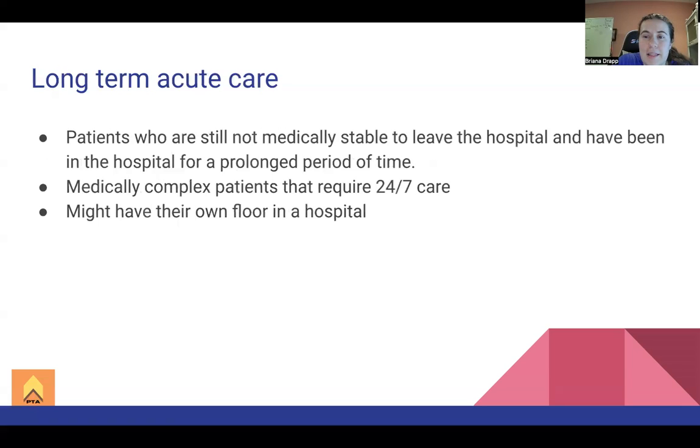So let's say that this patient ends up in long-term acute care. This might just be another floor in the same hospital, like you have the ICU and then you have a step-down floor. Step-down just means that they don't need ICU level care, but they still need all that medically complex stuff going on. So it's still acute. And then long-term acute care could be a patient that's still not medically stable. Maybe they're still on a vent or something like that.